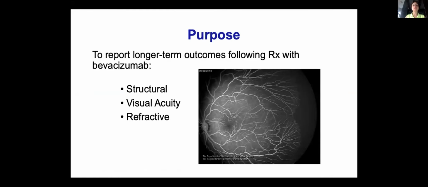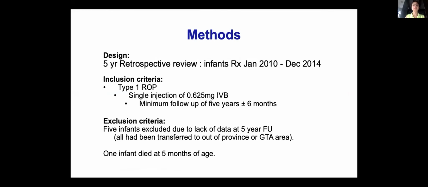Our purpose is to report longer-term outcomes following treatment with bevacizumab in terms of structure, visual acuity, and refractive error. This is a retrospective study over a 5-year period for infants treated between 2010 and 2014. We included all consecutive patients who had type 1 ROP and received a single injection, and they had a minimum follow-up of 5 years. We excluded all infants on whom we did not have data at 5 years, and these were infants who were either transferred out of the province or our immediate area.